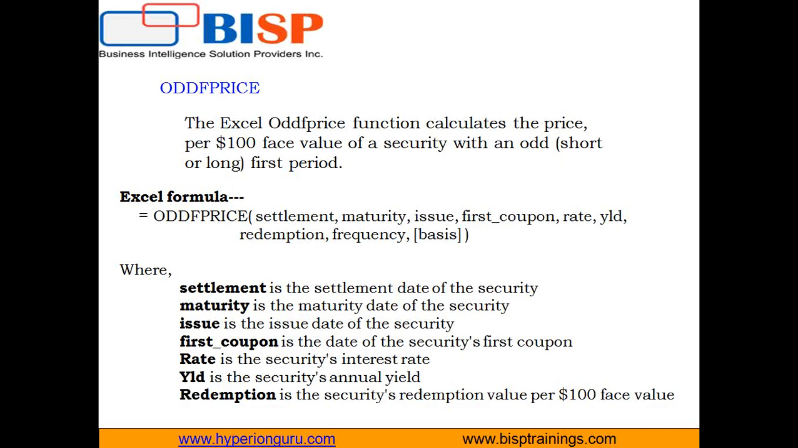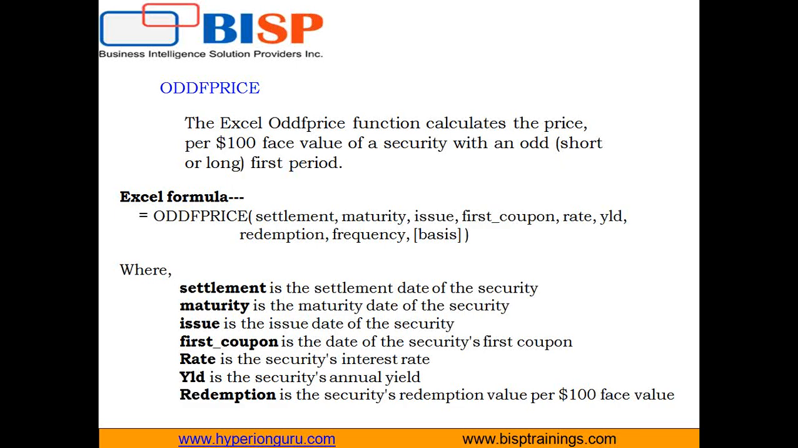In this video, I will show you how to calculate the price for a security that has an odd or unusual first period. The ODDFPRICE function requires 9 bits of information. The first argument is the settlement date, that is the date that you take possession of the security. Next we have the maturity date, the date of the investment where all monies are due to you. Then the issue date, the date that the security was initiated, and again that can be different from the date you take possession of it.